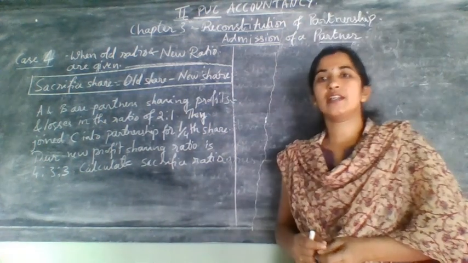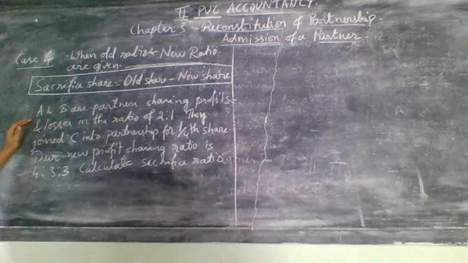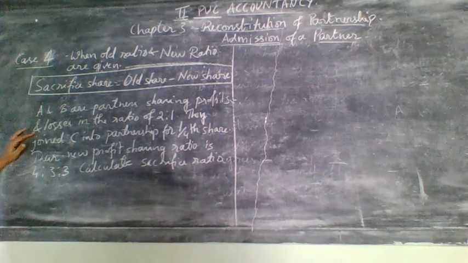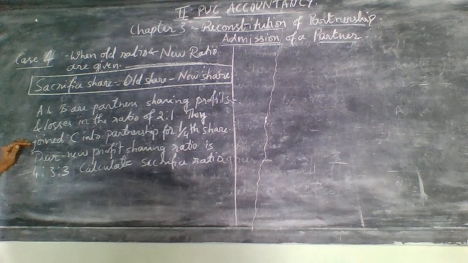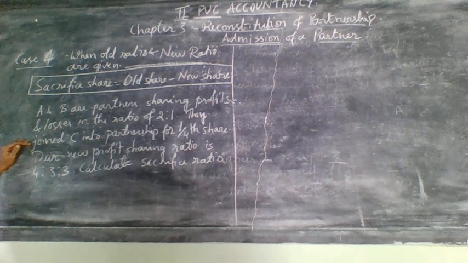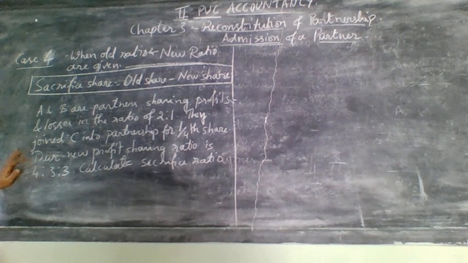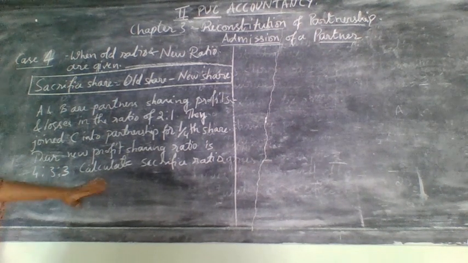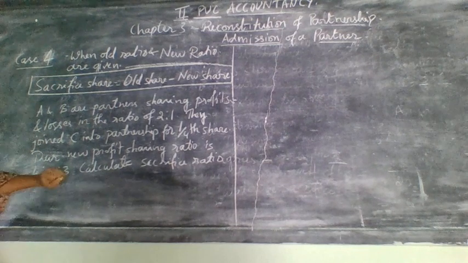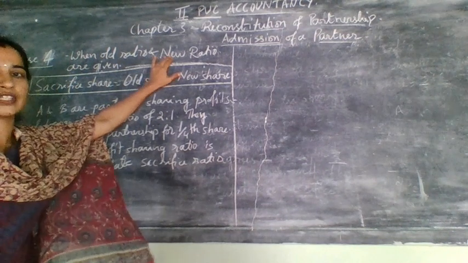Let us understand this with the help of one problem. See here, A and B are partners sharing profits and losses in the ratio of 2:1. They join C into partnership for 1/4 share. Their new profit sharing ratio is 4:3:3. Calculate sacrifice ratio.